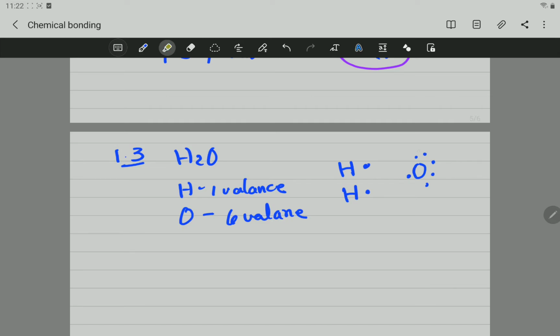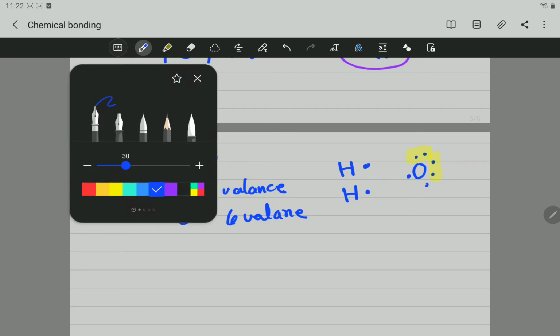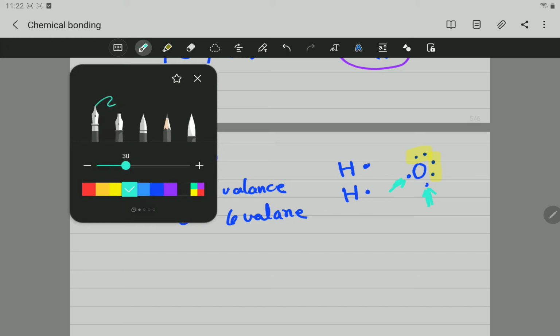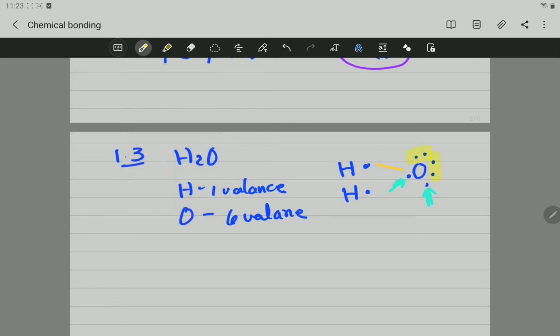Note, oxygen has 2 lone pairs, and oxygen has 2 unpaired electrons that can be shared. So what is going to happen? The hydrogen will be shared with one of those unpaired electrons, and the other hydrogen will be shared with the other unpaired electron to form the molecule.